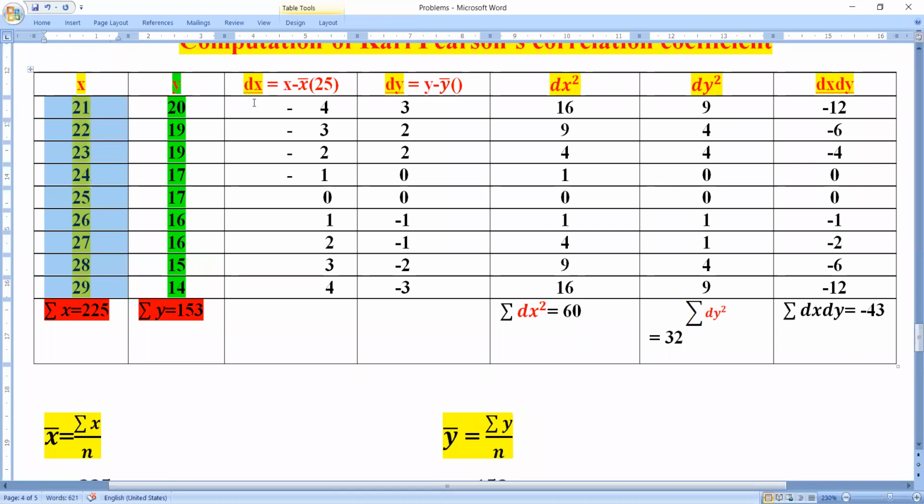So these values are called dx values, the differentiation in the x series. What are the values of dx here? Minus 4, minus 3, minus 2, minus 1, 0, 1, 2, 3, 4. These values we get in the dx column. After that, do the same in the dy column also.